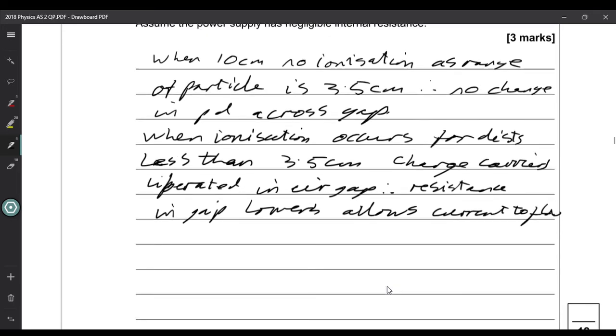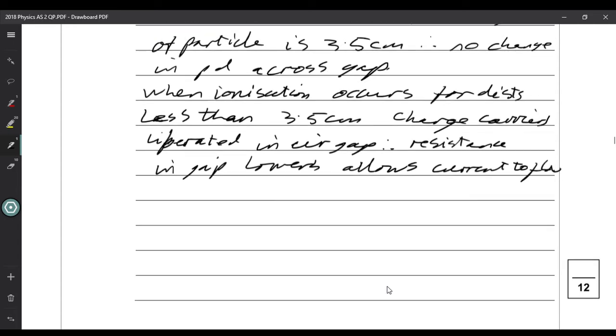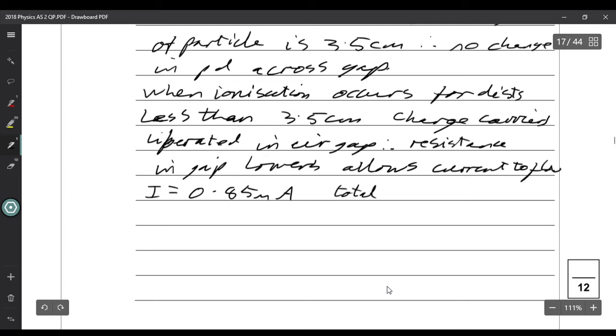Okay, so what's then going to happen to the potential difference? We've been told that the current equals 0.85 milliamps, and the total R is going to be our 5.0 megaohm plus the R across the gap.